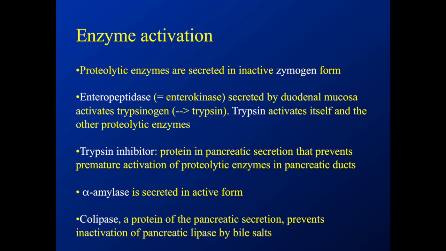The alpha amylase is secreted in active form because there are no carbohydrates that upon digestion would cause pathology. And also there's a colipase that is secreted in the pancreatic secretions, and this prevents inactivation of the pancreatic lipase, which would be caused by bile salts. And so this colipase protects the pancreatic lipase from this inactivation.